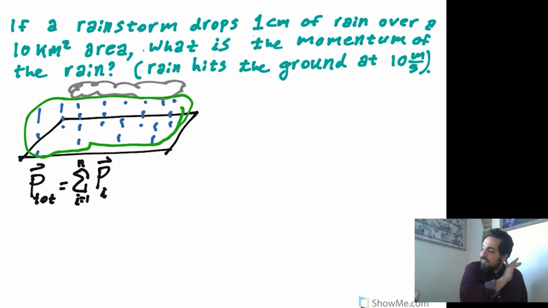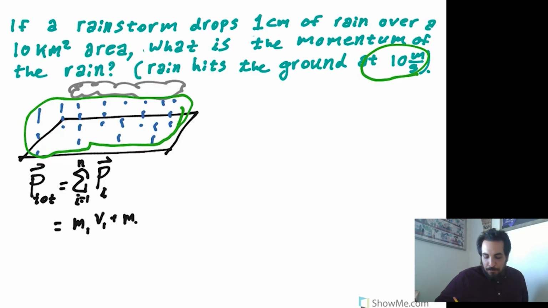So we have this idea of what we're going to do, but we read through the problem and it gives us some insight. It tells us that rain hits the ground at 10 meters per second. This is the terminal velocity of rain. So what this means is that when we take a look at our total momentum, it's going to be the mass of one raindrop times the velocity of that raindrop plus the mass of a second raindrop times the velocity of the second raindrop, and so on and so forth. Third, fourth, fifth, 578th raindrop, however many. But what's nice here is that all of their velocities are going to be the same. All of their velocities are the terminal velocity.